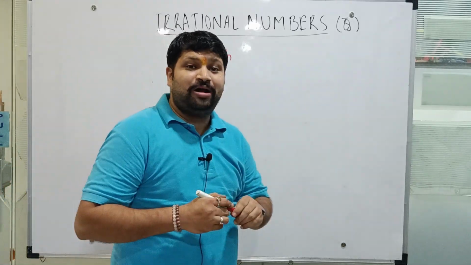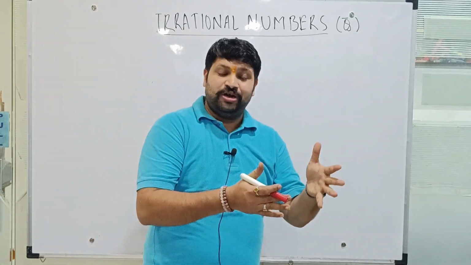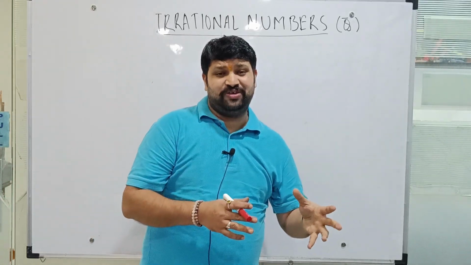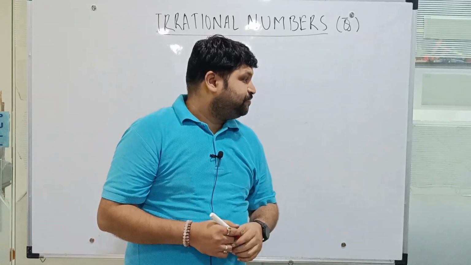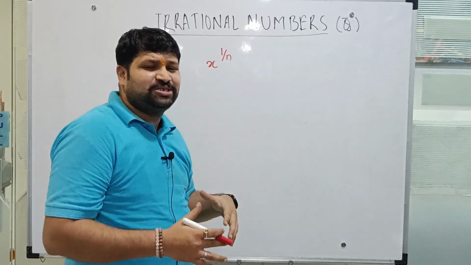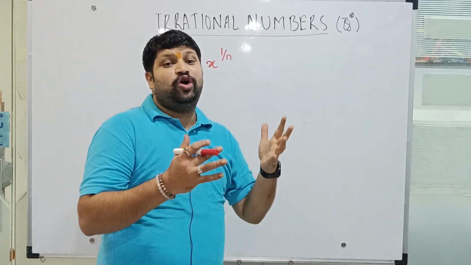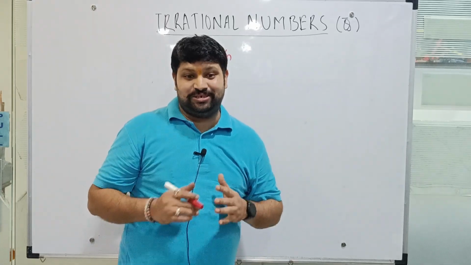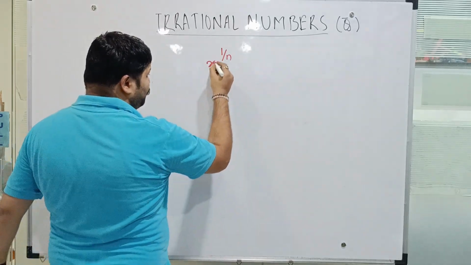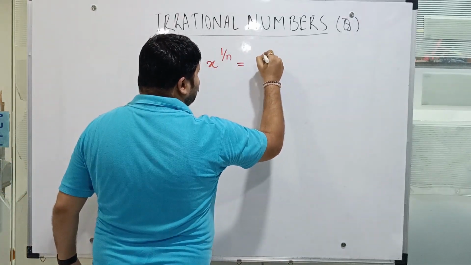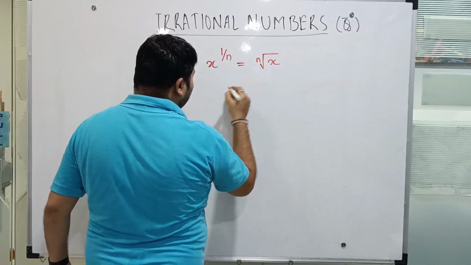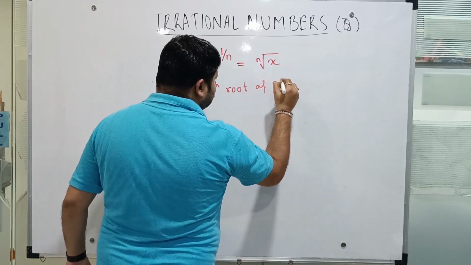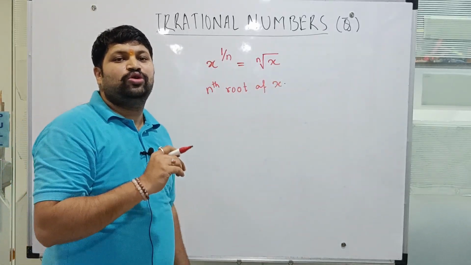Surd is a special part of irrational numbers. So we have surds and then we have other irrational numbers like pi and e, which are constants and which have a specific value which is non-terminating, non-recurring. So the majority of irrational numbers are actually surds, but not all. So all surds are irrational. However, not all irrational numbers are surds. This can be written in the simple form as nth root of x. So it is the nth root of x.